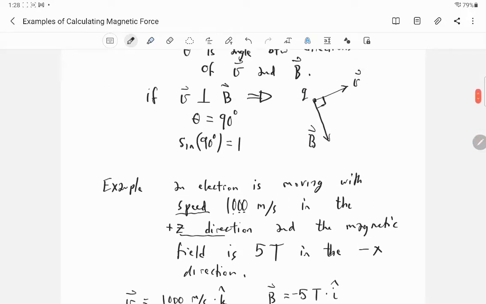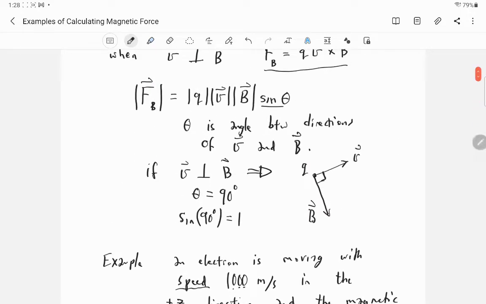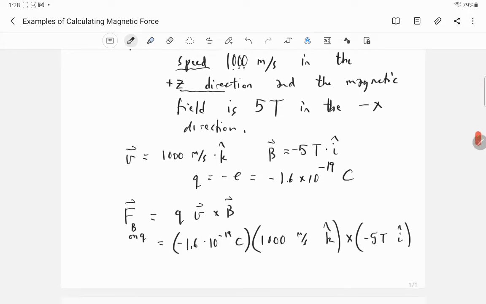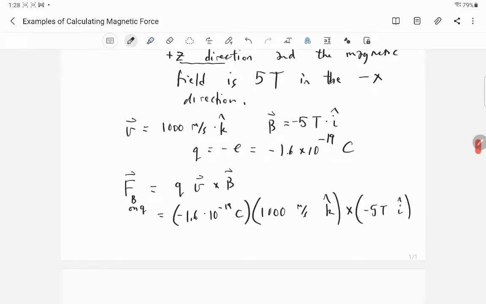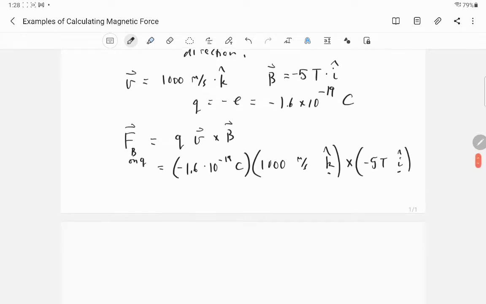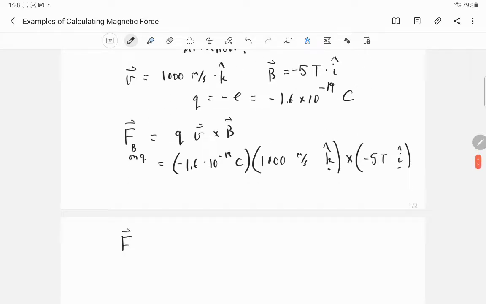So I told you that this process of calculating the force is easy when the angle is 90 degrees, and the angle between k hat and i hat is 90 degrees, right? Because the x direction and the z direction are perpendicular to each other. So it's really easy to calculate the magnitude of the magnetic force acting on our charge Q. So let's calculate that first.